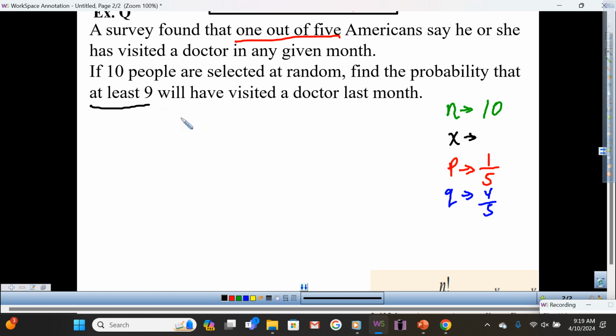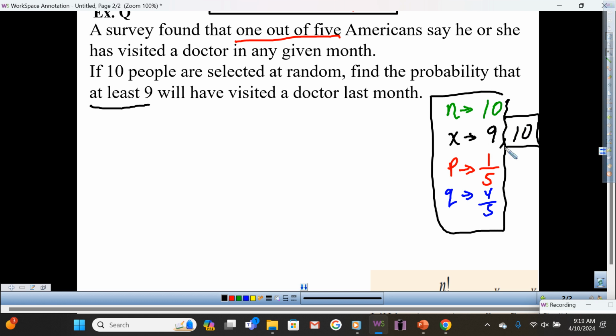Therefore, I'm going to use 9 and 10. That is correct. So my x is 9 and 10. So, look up to the screen. Do you know how to do this portion with a formula? But then we need to do it again with what? 10. So what do we do at the end? We do P of 9 plus P of 10, and that's going to give us the probability of at least 9 that visited the doctor.